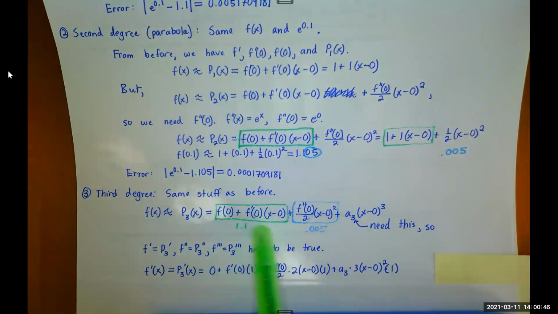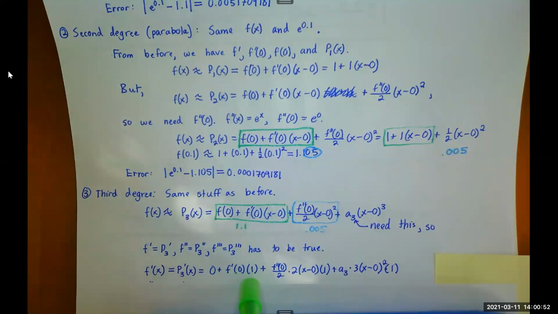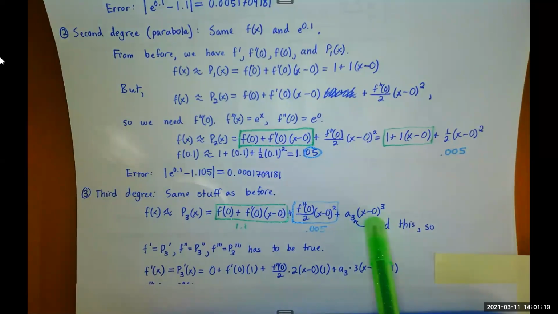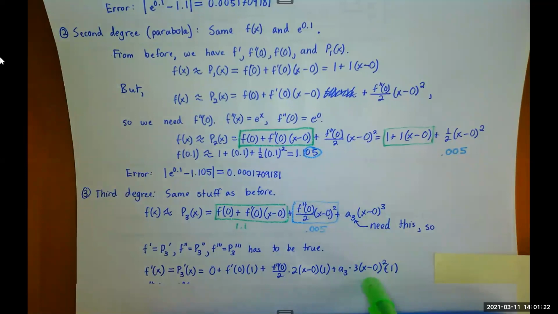We do f prime of 0 times the derivative of x minus 0. The derivative of x minus 0 is 1, plus f double prime of 0 divided by 2. We multiply that by the derivative of x minus 0 to the second power, which is 2 times x minus 0, that quantity, times the derivative of x minus 0, according to the chain rule, that's 1, plus a sub 3 times the derivative of x minus 0 cubed, which is 3 times the quantity of x minus 0 squared, and then chain rule says take the derivative of x minus 0, which is 1.